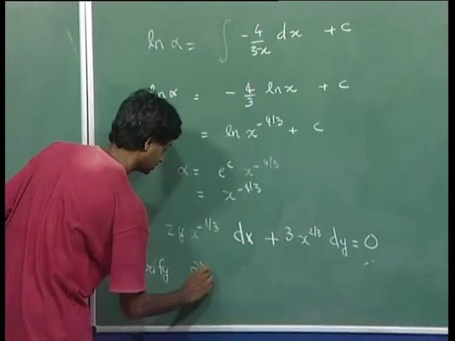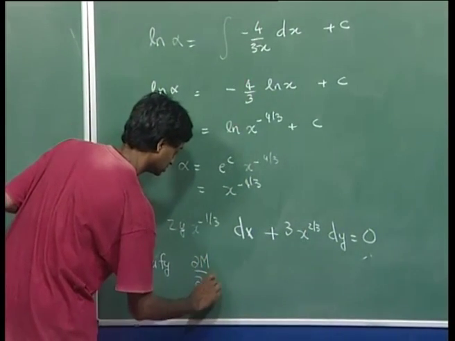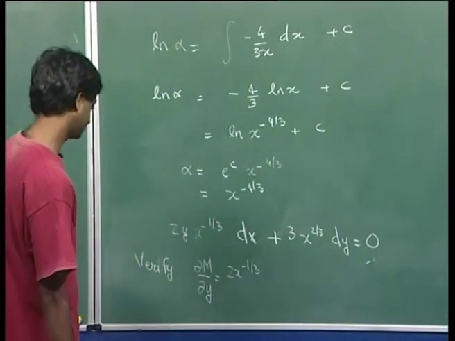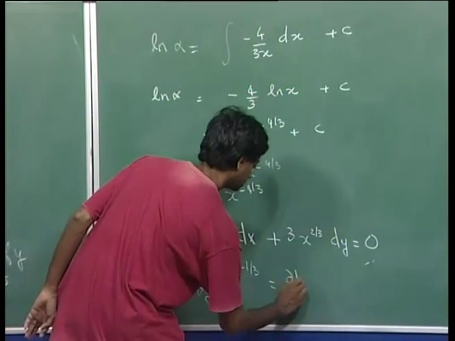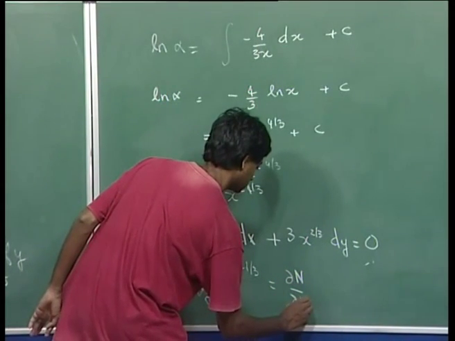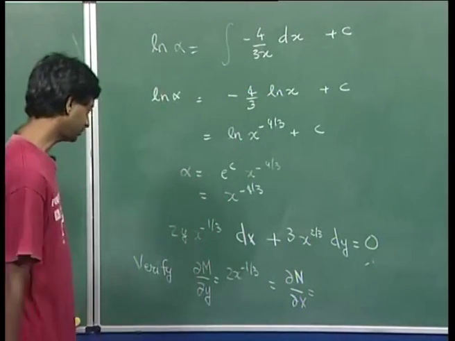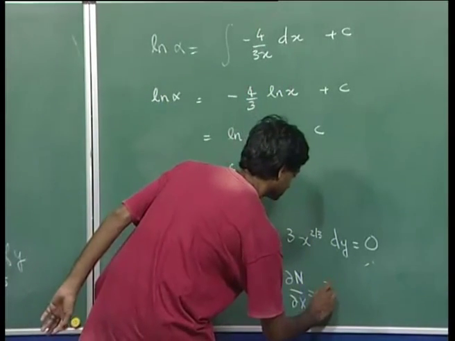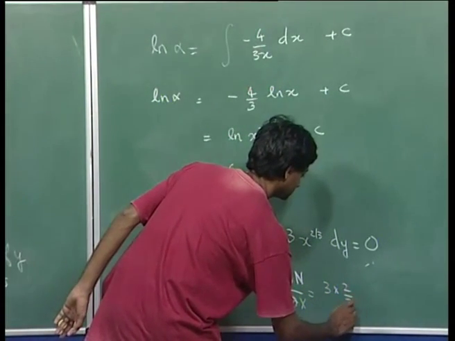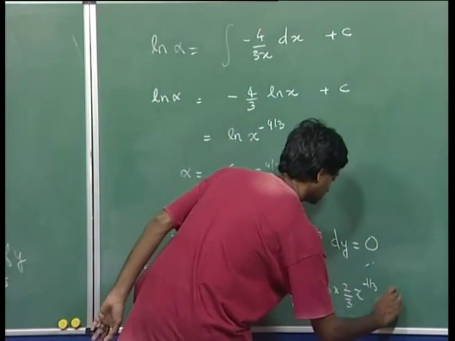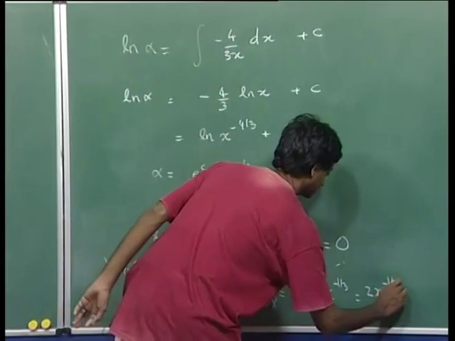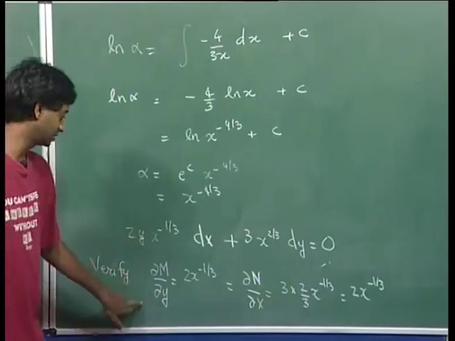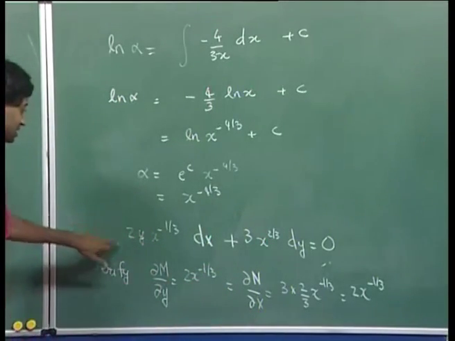that dou m by dou y is equal to 2 x to the minus 1 by 3. And dou n by dou x, so you have 3 into 2 by 3, that is 3 into 2 by 3 x to the minus 1 by 3, equal to 2 x to the minus 1 by 3. So, clearly 2 x to the minus 1 by 3 is equal to dou m by dou y, and it is equal to dou n by dou x. So, this is an exact differential.